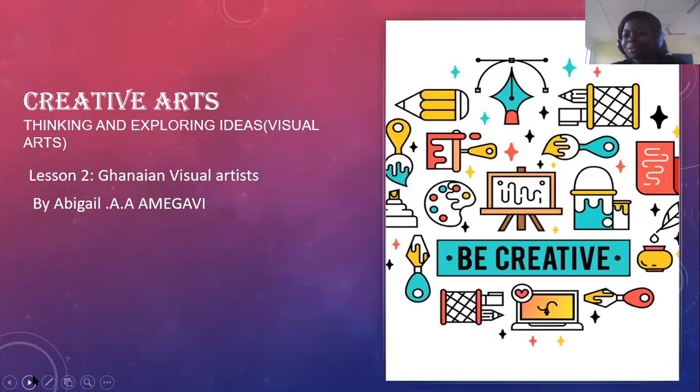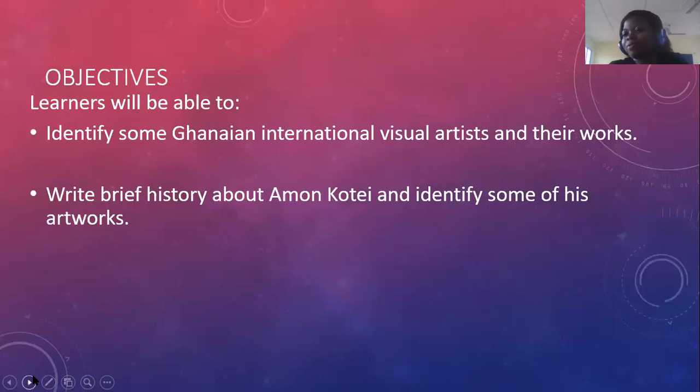Today, we are talking about thinking and exploring ideas in the visual arts. In today's lesson, we are looking at some famous Ghanaian visual artists. So let's look at our objectives for today's class. Our first objective is to be able to identify some Ghanaian international visual artists and the titles of their works. Second, we are going to briefly talk about the famous Amon Kute and identify some of his artworks.